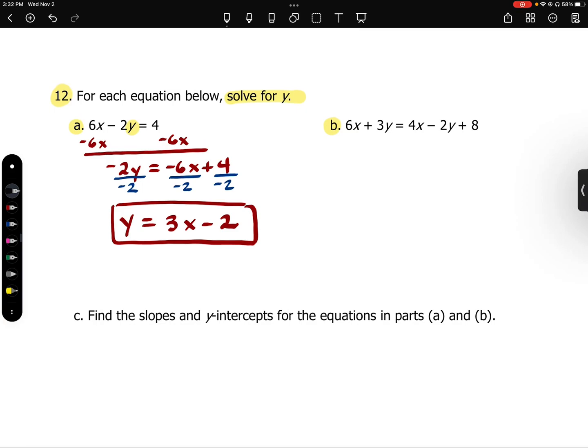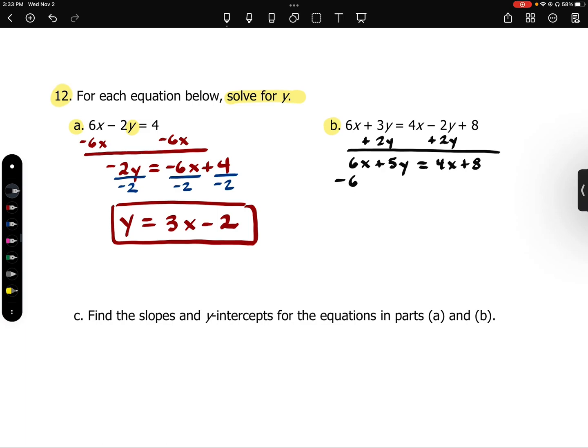So the first thing here, I'm going to start with my y's. If I want to get all my y's together, I'm going to add a 2y to this side and add a 2y to this side. I now have 6x plus 5y is going to equal 4x plus 8.